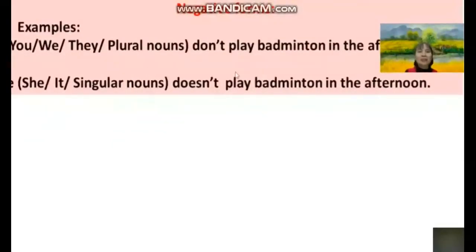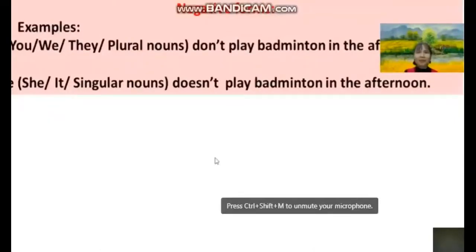You don't play badminton. We don't play badminton. They don't play badminton. The second example: He doesn't play badminton in the afternoon. We do the same with the subject she, it, or singular noun. He doesn't play badminton in the afternoon.